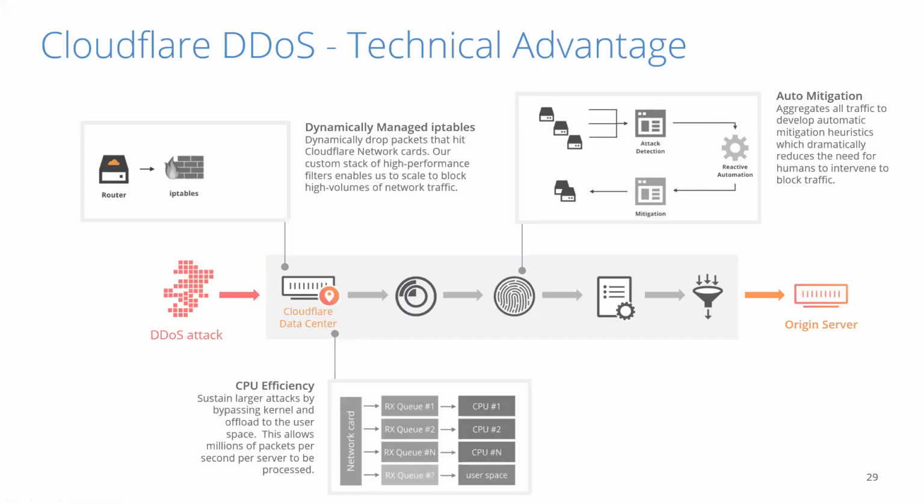because we have a mechanism to gain CPU efficiency by moving the attacks to the user space. So with this, all the normal traffic, all the normal requests will still go into our metals, while all the attack traffic will be moved to the user space, and we will have more resources to handle this type of attack. So this one is called millions of packets per second per server to be processed.